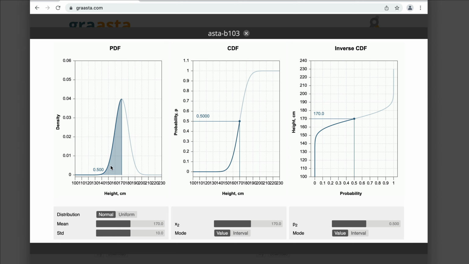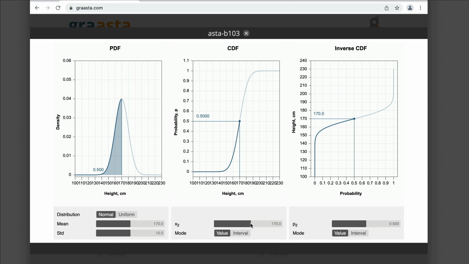Now look at what you see here: it's an area which gives me a chance to get a value smaller than this one. This one is 170, and 170 is exactly the average value in this case. So the average value in a normal distribution is also a median. It gives you a border between 50% of largest values and 50% of smallest values, right?